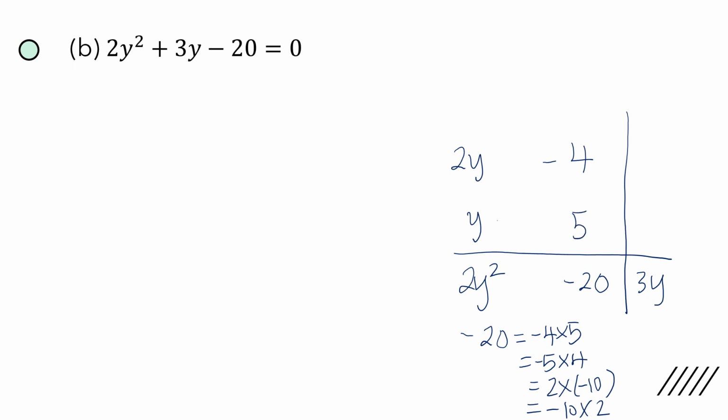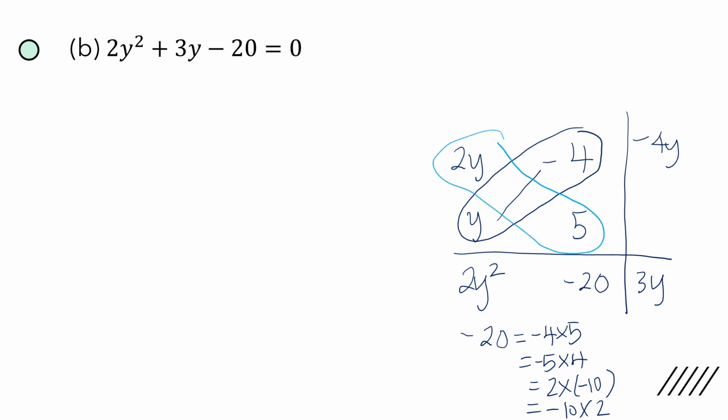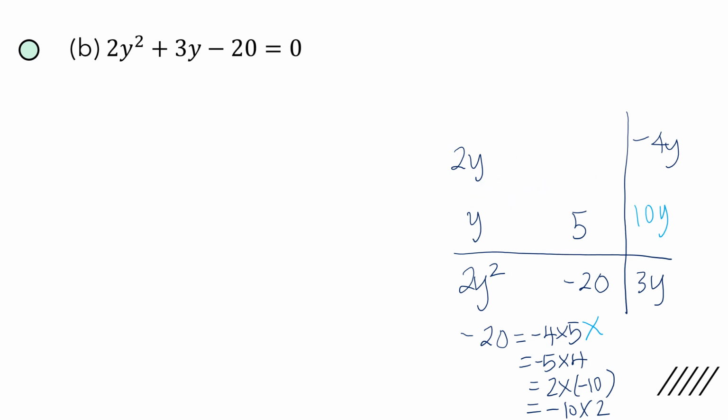Okay, so we do a cross. So if you take y times negative 4 gives you negative 4y. Then we do the other cross. 2y times 5 gives me 10y. Then you realize that 10y minus 4y doesn't give you 3y. So this combination does not work. So let's try again.